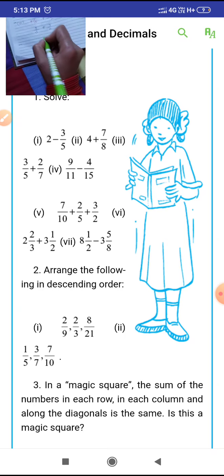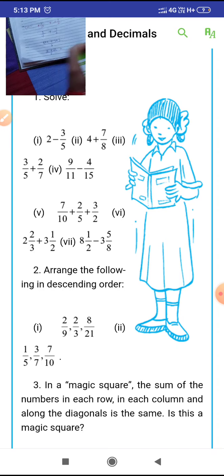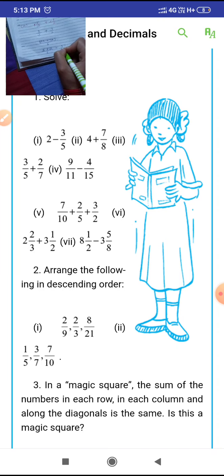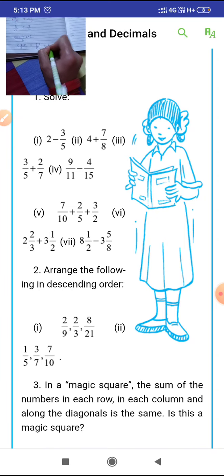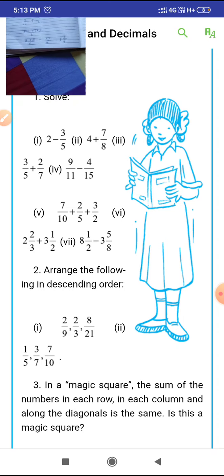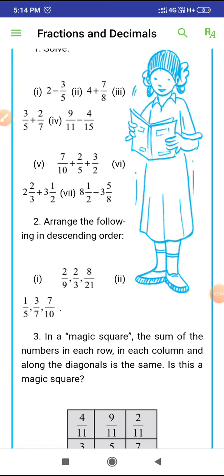Now take the LCM of 3 and 2, and the LCM of 3 and 2 is 6. 8 multiplied by 2 and 7 multiplied by 3. 16 plus 21 divided by 6. 37 divided by 6. Now convert this improper fraction into a mixed fraction, and your answer is 6 6s are 36, remainder 1, 6 whole 1 upon 6. Now you can solve part 7 of question number 1 as I did part 6.